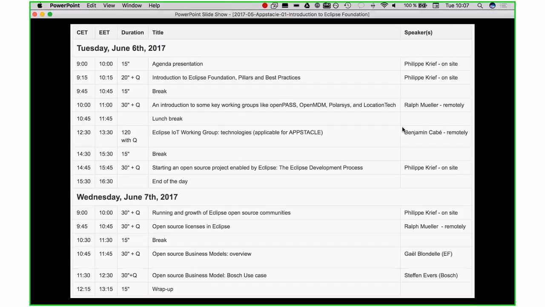So Gael Blondel, who is the business dev manager in Europe, will explain the different models that we used to meet and to see in open source. And Bosch with Steven Everts will present the Bosch use case, which is pretty interesting because they went through different steps with Eclipse, from being a simple login user to a strategic member over the last 10 years. So it's very interesting to understand why they went through all these different steps and what open source brings to this kind of organization.